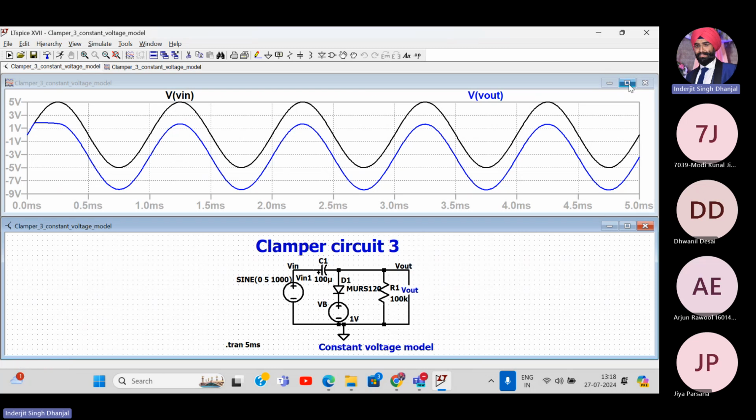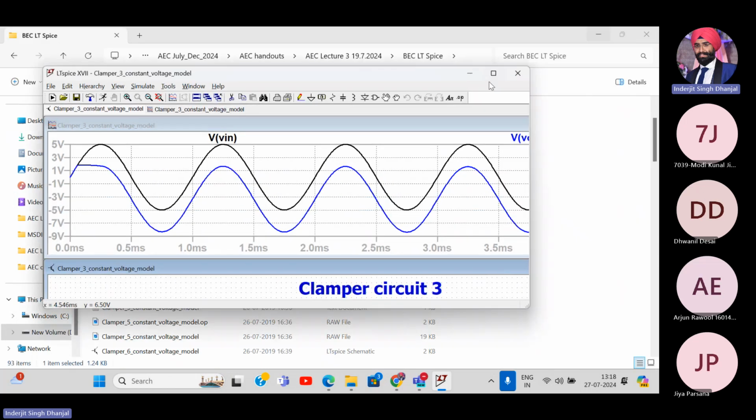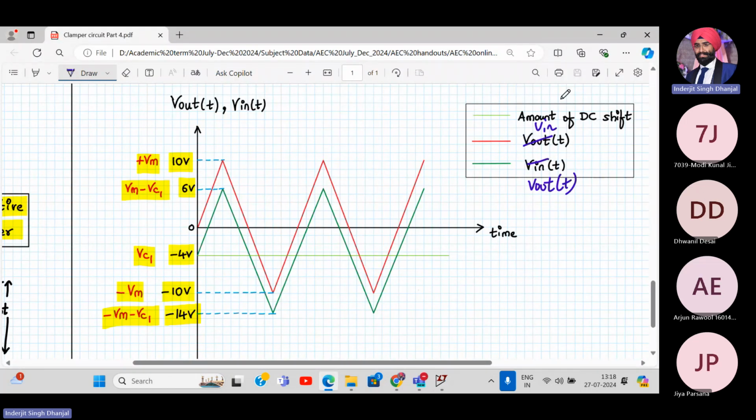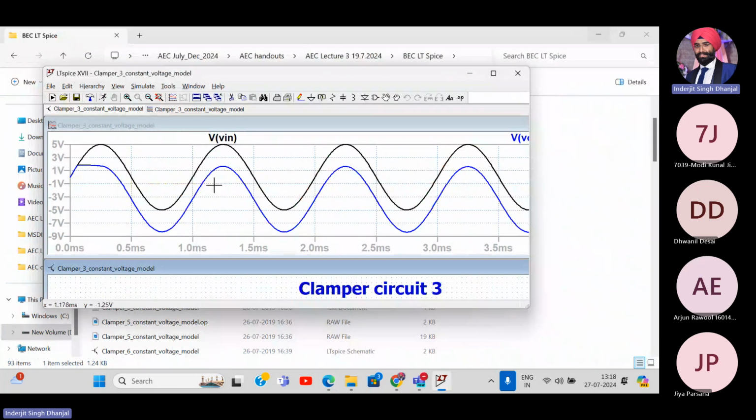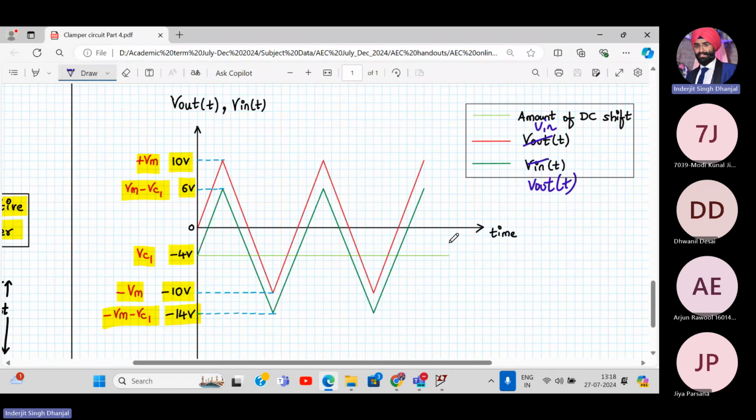Now this is a sinusoidal signal. We can also generate a triangular signal from it. So the entire waveform is shifted down. The black one is the input, the blue one is my output. And here also we are getting a similar nature. So this is all about clamper and clipper circuits.